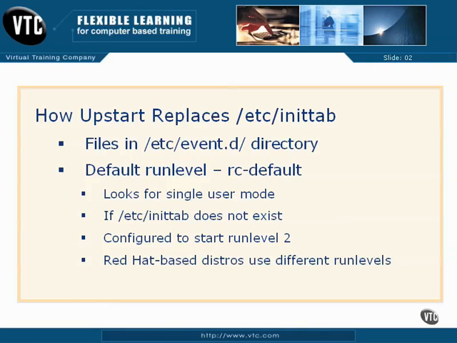For a bit of perspective, if you're more familiar with Red Hat-based distributions, you might expect a default run level of 3 or 5, depending on whether the GUI is installed. That's one way in which Debian-based distributions, including Ubuntu Linux, are different. But you should be aware, Red Hat distributions are also moving towards the Upstart system, so what you learn here will help you there.